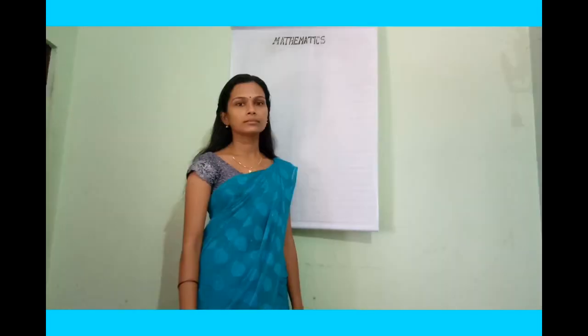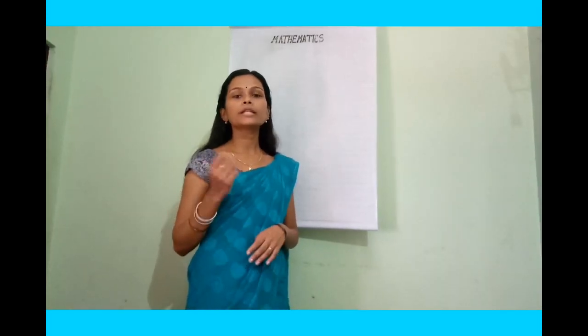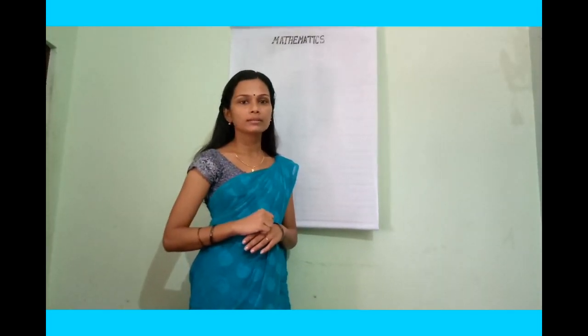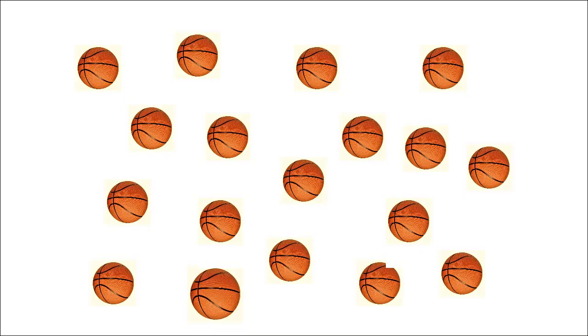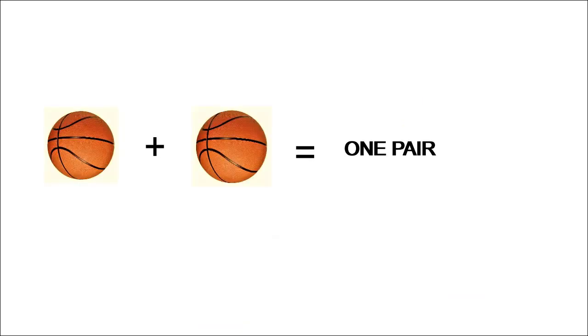I have 2 things of same kind. So we can say 2 things of same kind makes 1 pair. Dear children, do you like to play with balls? I have some balls with me. Now we are going to make pairs. How many make 1 pair? Yes, 2 things make 1 pair.